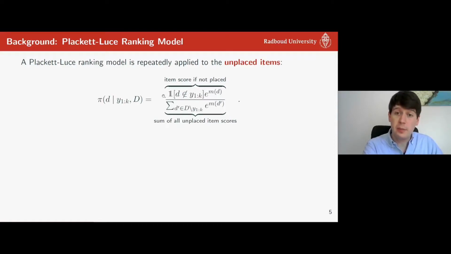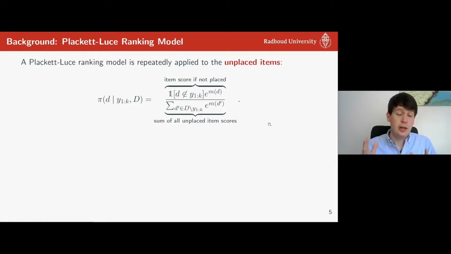Because if the item has already been placed, we don't want items to be placed multiple times in a ranking, because then it's not really a ranking anymore. So we want to give them a 0 value, so they have a 0 probability if they're already placed, and this is what the indicator function does. So this becomes the item value or the item score if the item hasn't been placed already. And then down here we have the sum of all the unplaced item scores. So it's just a sum over all the items where we remove the ranking so far.